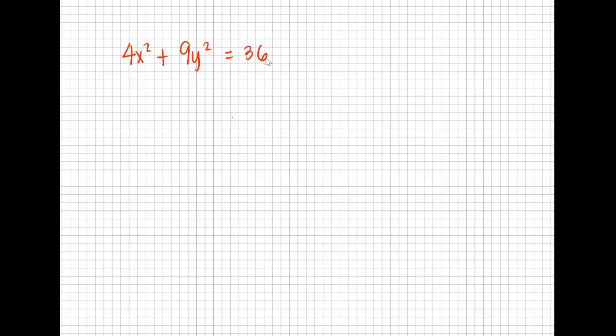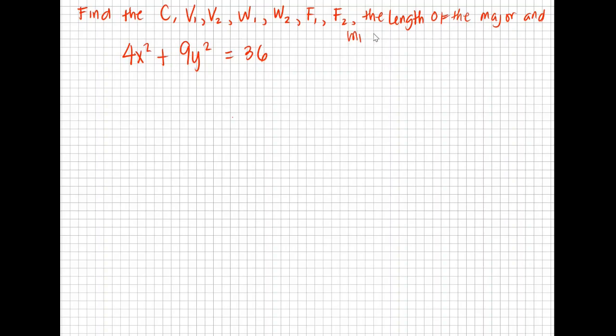To give you an example, let us consider the given x squared plus 9y squared equal to 36. We are to find the center, the vertices, let's call these v sub 1 and v sub 2, the co-vertices, w sub 1 and w sub 2, the foci, f sub 1 and f sub 2, the length of the major and minor axis, and sketch the graph.